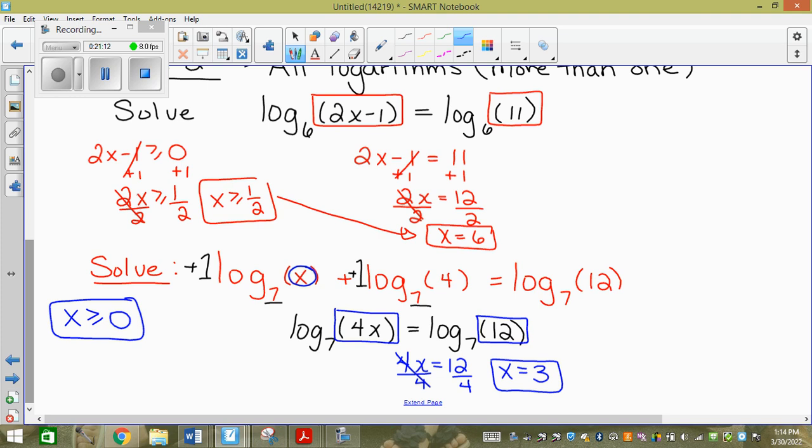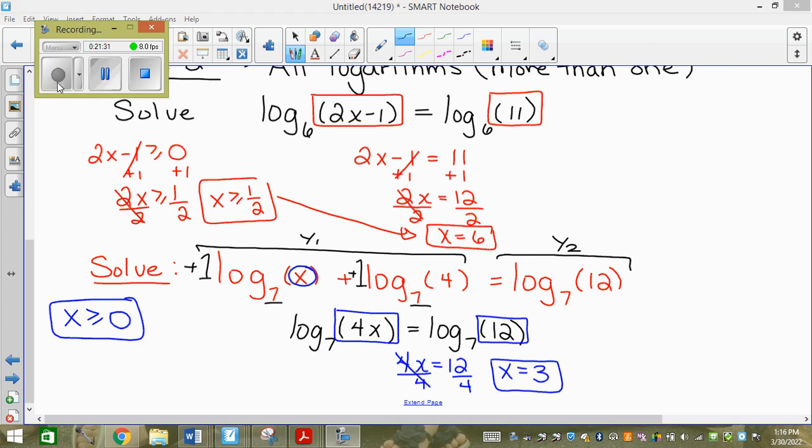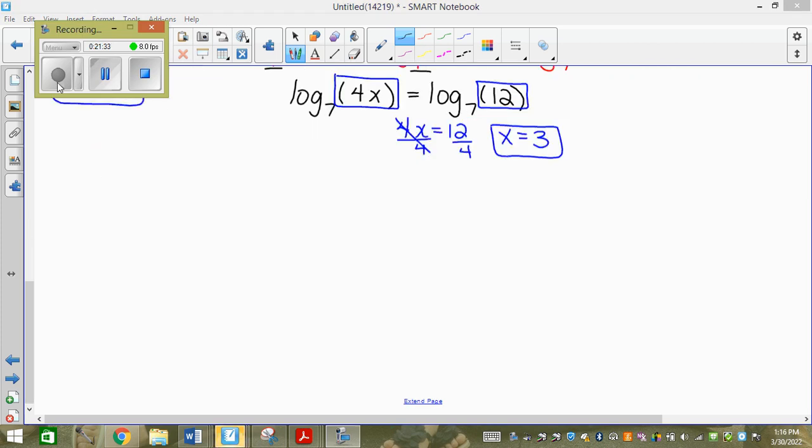Y1, Y2, find out where they intersect, correct? Go, try it out. You're going to do Y1, the original. You're going to type this in, Y1. You're going to type this in, Y2. And hopefully you get x equals 3 as the intersection. Try it out. What if I give you this one? You're going to try it. So solve. Try this one out.